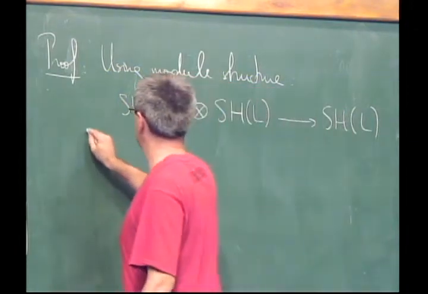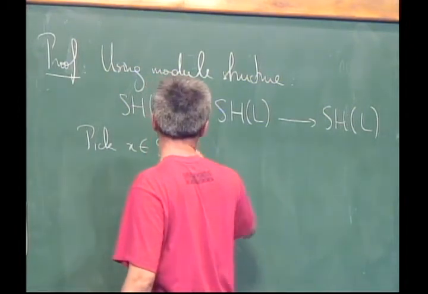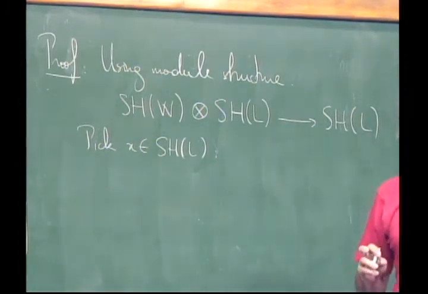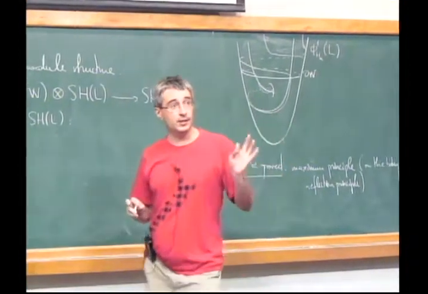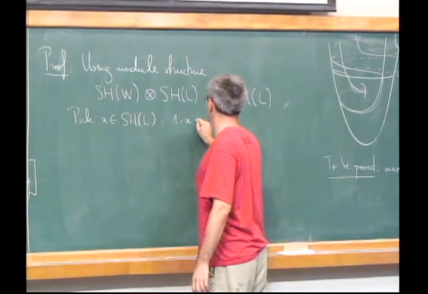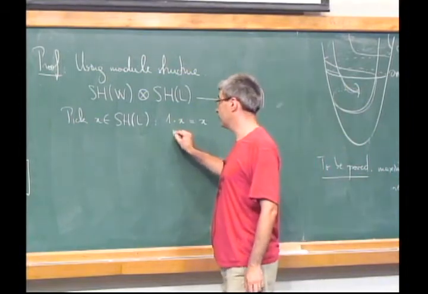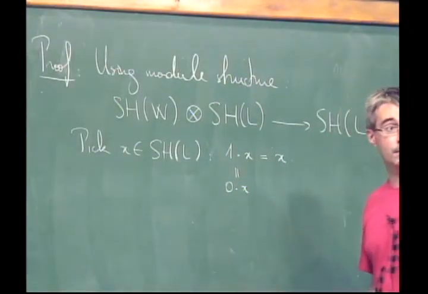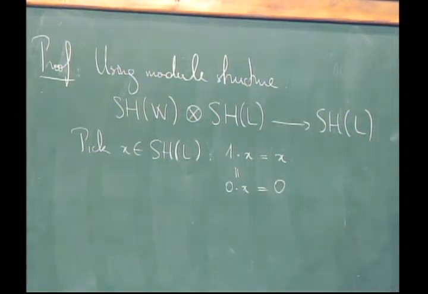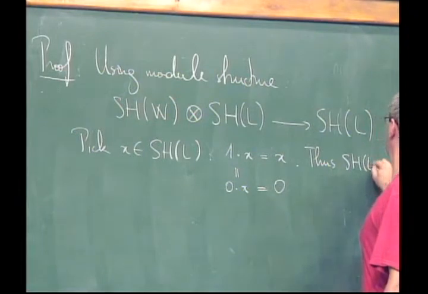So then let's pick x in the wrapped Floer homology of L. The module structure over a ring with unit among its axioms means that the unit acts trivially. So 1 times x is x. But 1 is equal to 0, so 1 times x is 0 times x. And 0 times x definitely is 0. So that means that the wrapped Floer homology vanishes too.